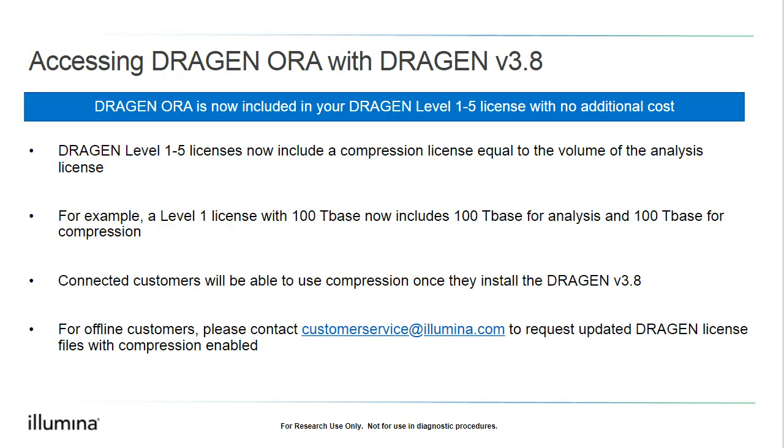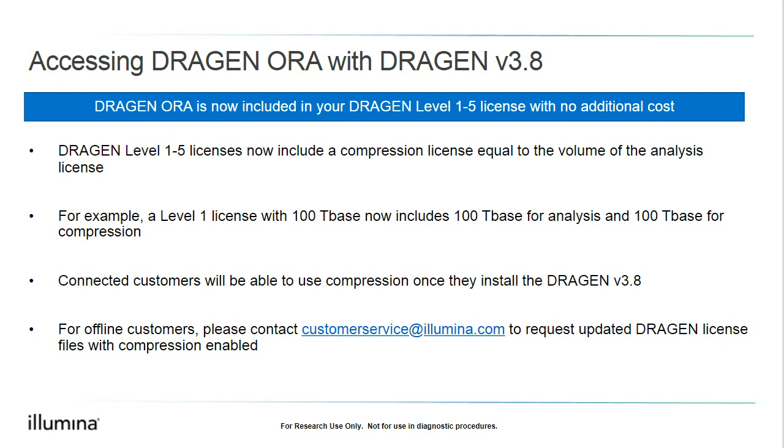So when I said previously that the savings with this format will start right away, it means that the DRAGEN ORA license is now included in your existing DRAGEN license at no additional cost. So for example, if you have a level 1 license with 100 terabases, it now includes 100 terabases for analysis and 100 terabases for compression. So connected users will be able to use the compression software as soon as they install DRAGEN version 3.8. And if you're connected, then the license for compression will automatically get downloaded to your DRAGEN server.